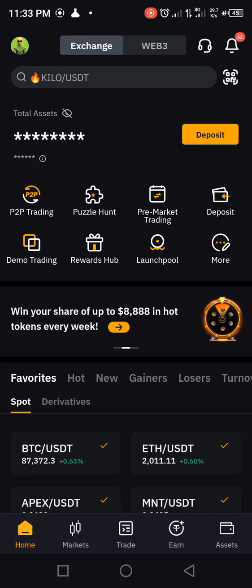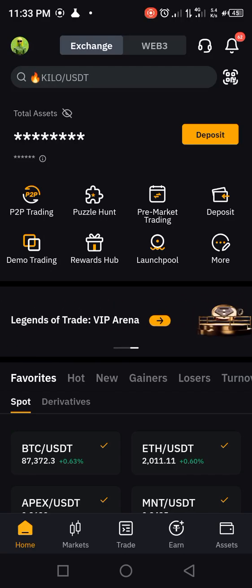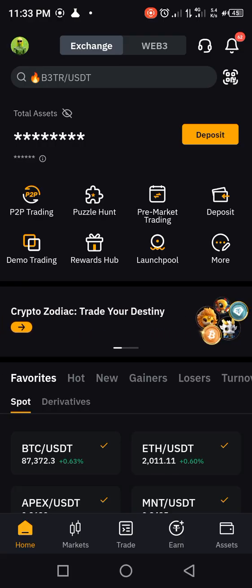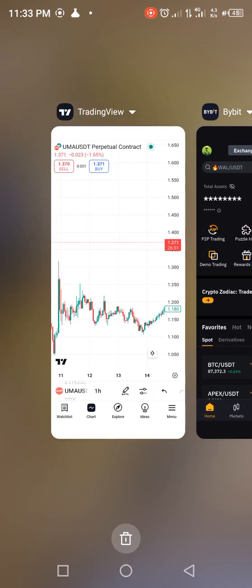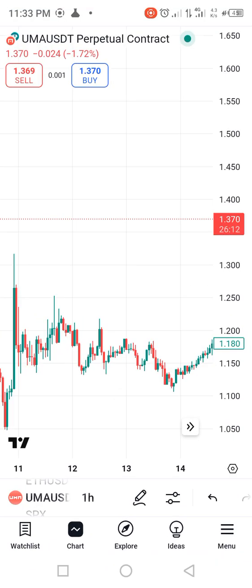This is how to constantly make profitable trades on the Bybit app, trading the futures market. It is a simple strategy called AMD. Now, what is AMD? AMD simply stands for accumulation, manipulation, and then distribution.